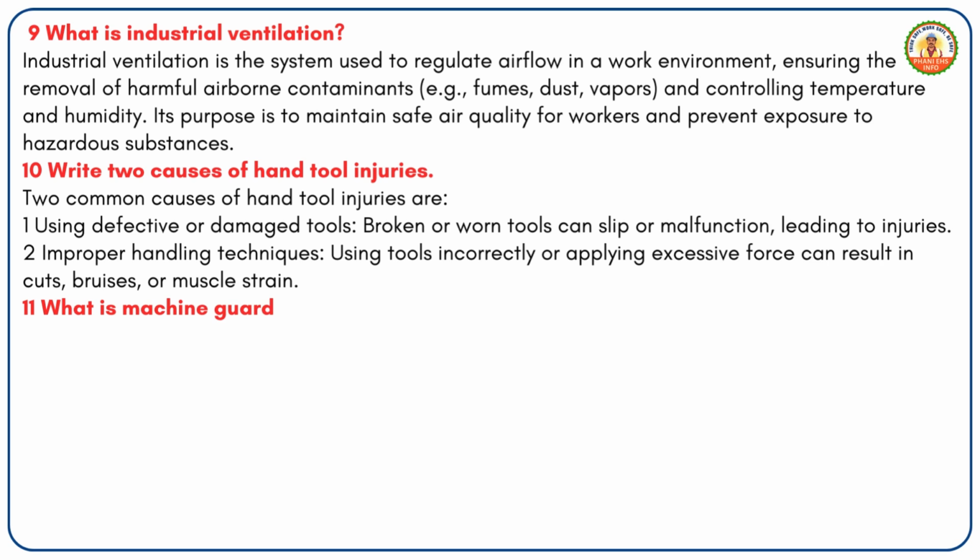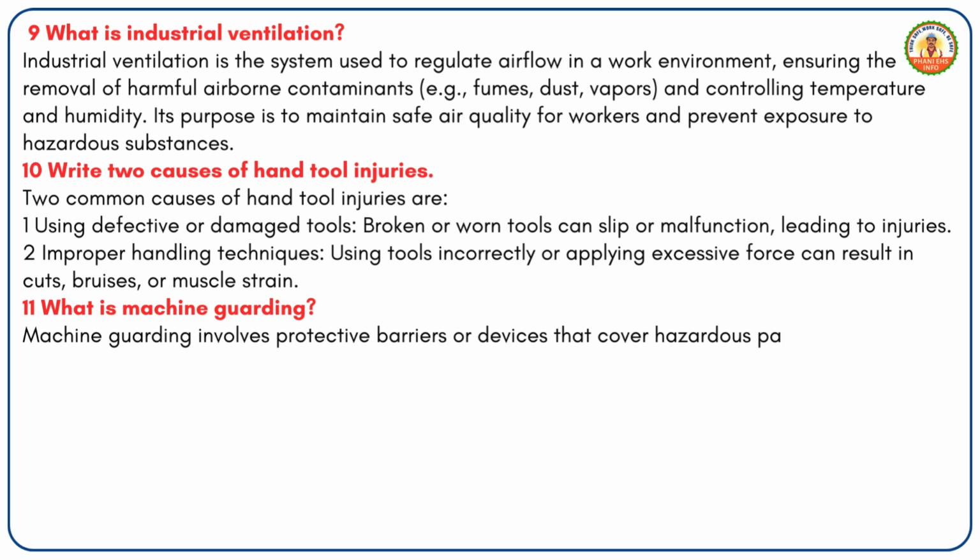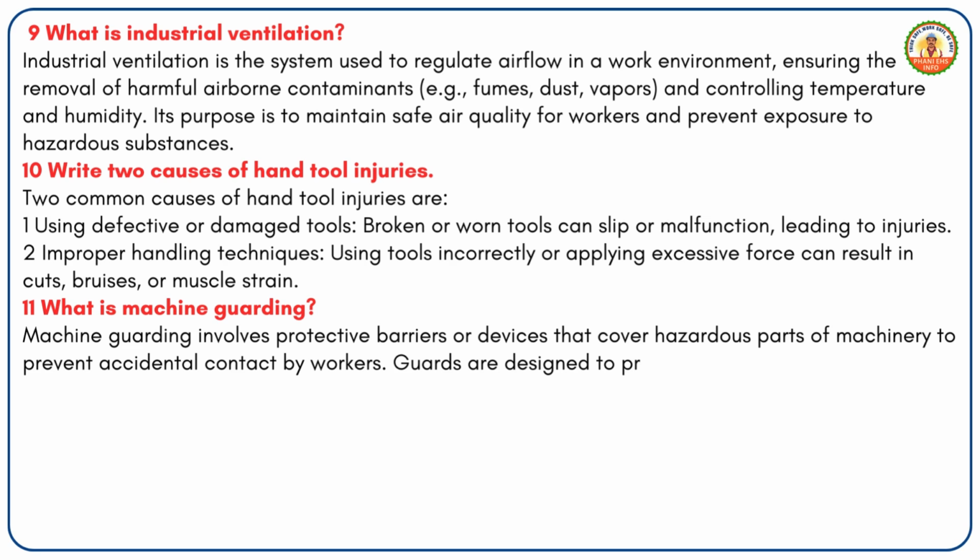11. What is machine guarding? Machine guarding involves protective barriers or devices that cover hazardous parts of machinery to prevent accidental contact by workers. Guards are designed to protect operators from moving parts, sparks, and flying debris.